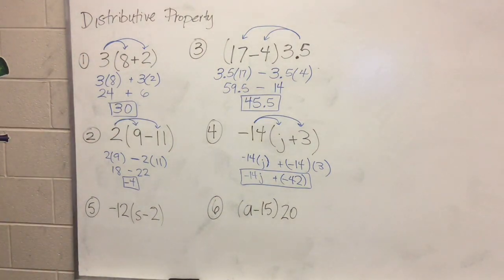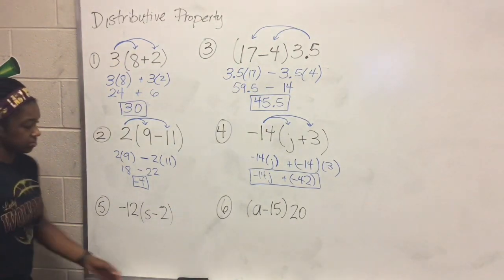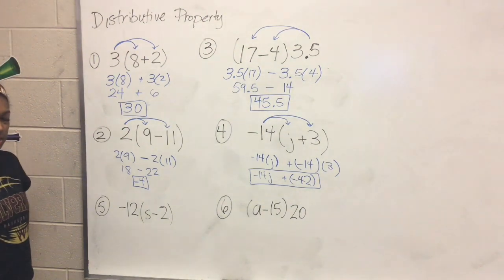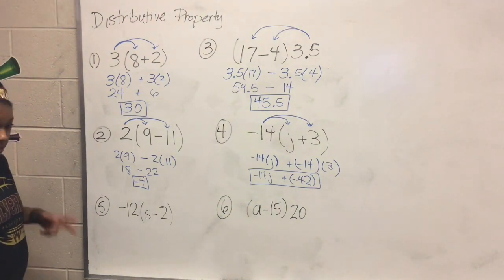So now if we look at number 5, we have negative 12 times s minus 2. So tell me, what do I do first? And if you need to pause it to think about it, it's okay to pause it. So I'm guessing you said something right.